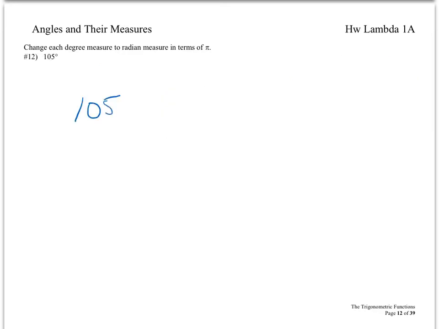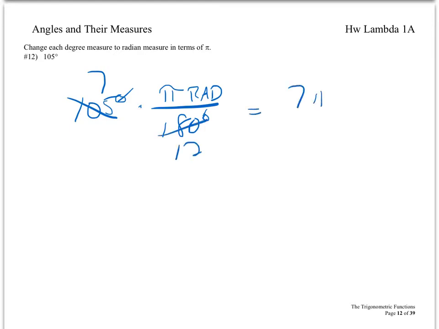Number 12, convert 105 degrees to radians. So we're going to multiply it by pi radians over 180 degrees. The degrees cancel, so you can divide the top and the bottom. You can divide 105 by 15. It goes 7 times. You can divide 180 by 15. It goes 12 times. This gives us 7 pi over 12 radians.